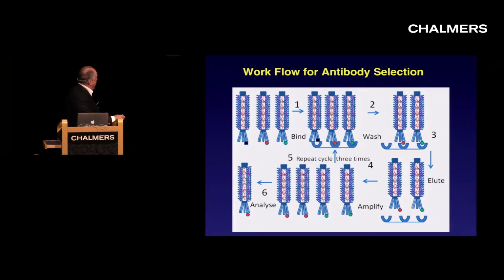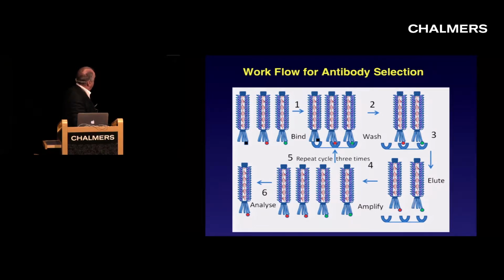So now you've got 10 to the 11th of these phage particles. Genotype and phenotype are linked, and you want to select them for binding to something, or nowadays for infection of cells to get a phenotype. And this, I think, may be familiar to everybody in one form or another. This is the workflow of how it works.